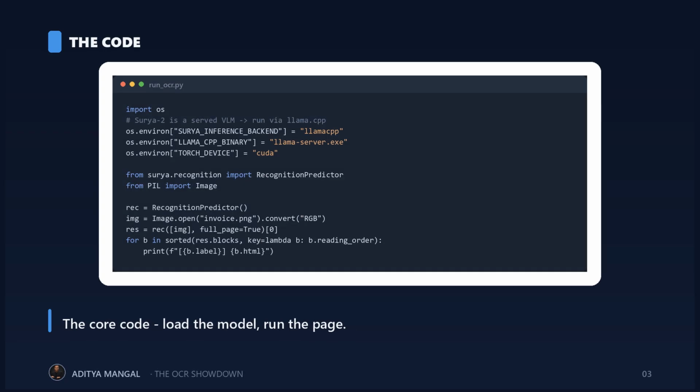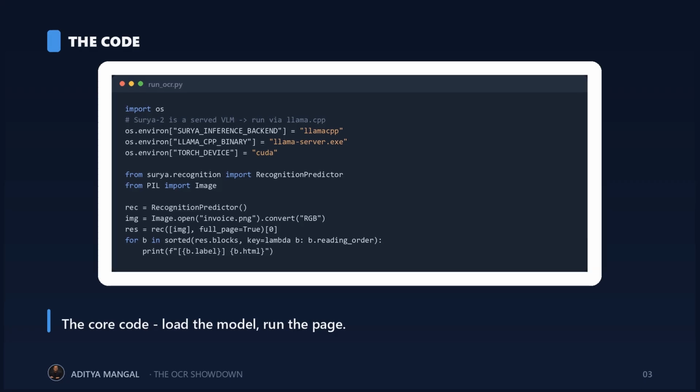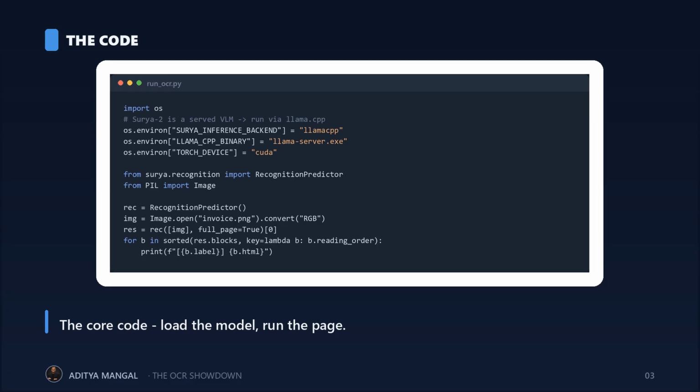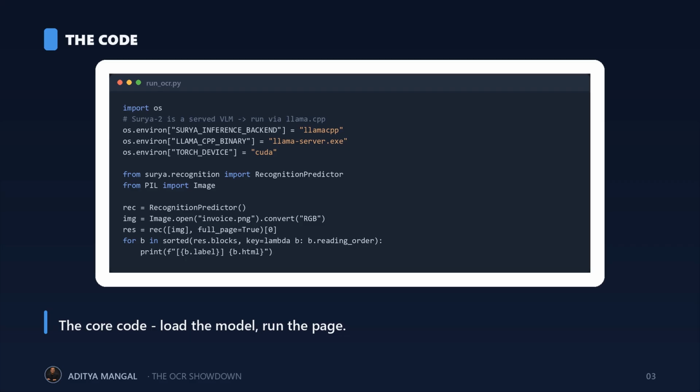And here's the code. Surya-2, in this version, isn't a plain PyTorch model. It's a served vision language model that you run through the llama.cpp backend. You set 3 environment variables to point it at the Llama server binary and the GPU, then call the recognition predictor with full page true. It spins up the server, loads the GGUF, and returns typed blocks for the page.